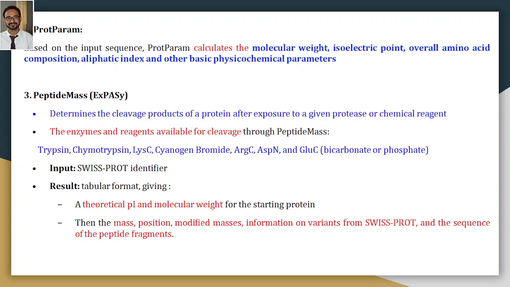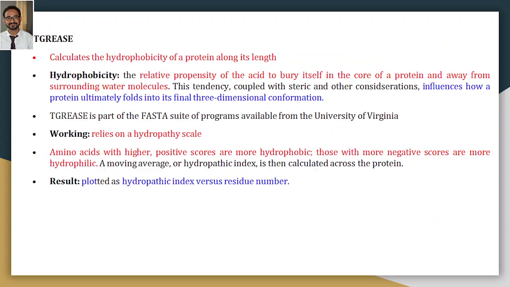So the input is a Swiss-Prot identifier, and the result will be in tabular format. It gives two major pieces of information: the theoretical pI and molecular weight of the starting protein. Next, the mass, position, modified masses, information on variants from Swiss-Prot, and the sequence of the peptide fragments. All the information will be given in PeptideMass, which again comes from ExPASy.